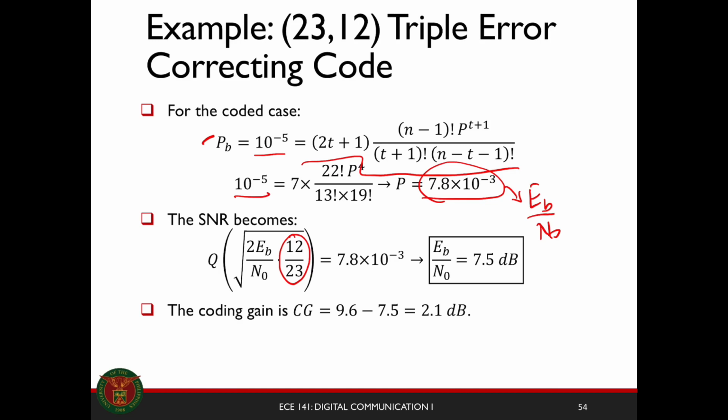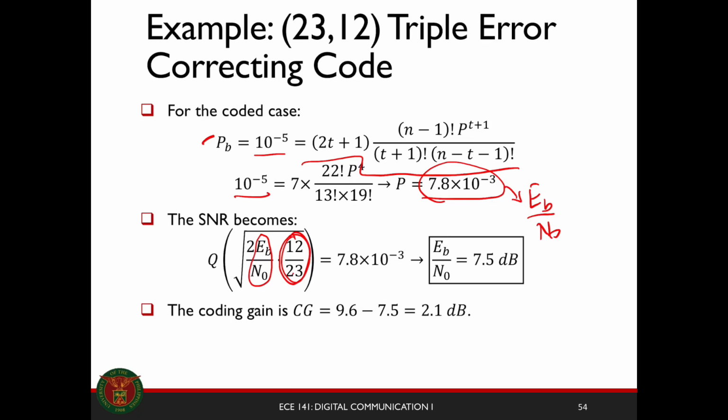Why? Because we're using 11 extra bits, as you can see, 23 minus 12 is 11. We're using 11 extra bits for error correction, but they're mostly useless in terms of information. That's why we're scaling this Eb over N naught by 12 over 23, because 11 bits still used power but did not send any data.